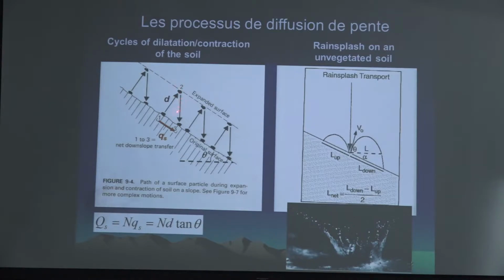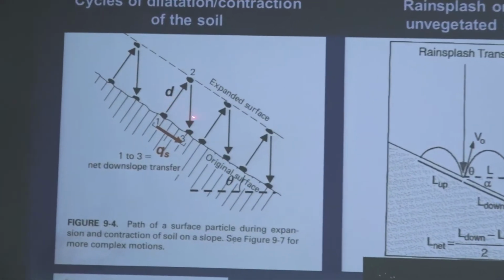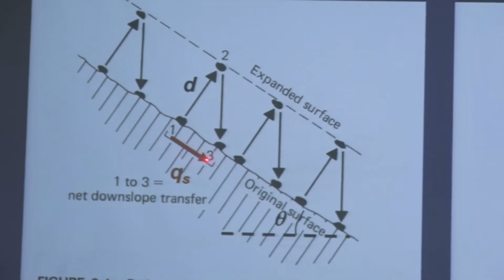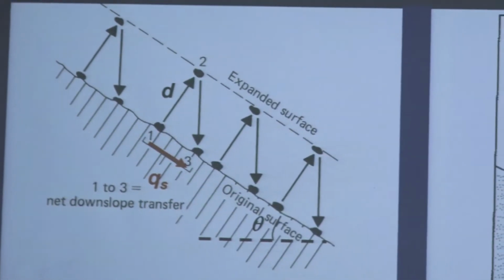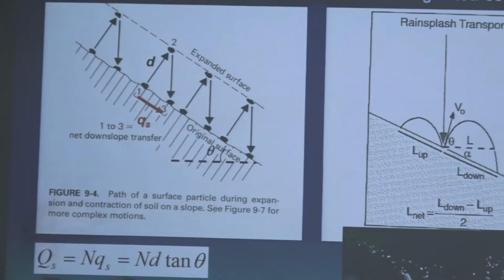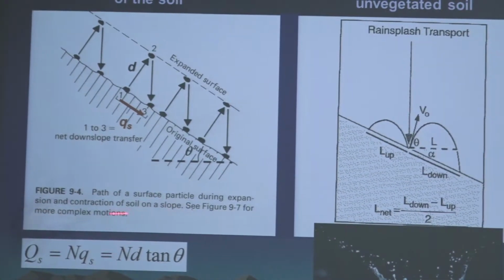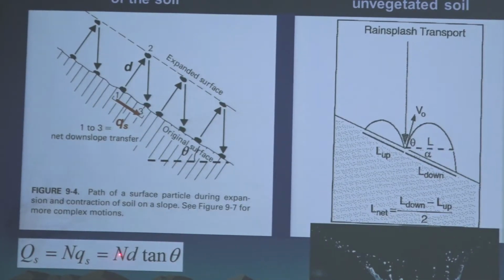So the contraction is following the gravity line. So you have this trajectory, and the net difference after a cycle is a small vector in the direction of the slope. So you have a small flux of material, QS, and if you have n number of cycles of freezing, then after 1 year, you will have a net flux of material, which will be proportional to the tangent of the angle of the hill slope. So this is directly the slope.